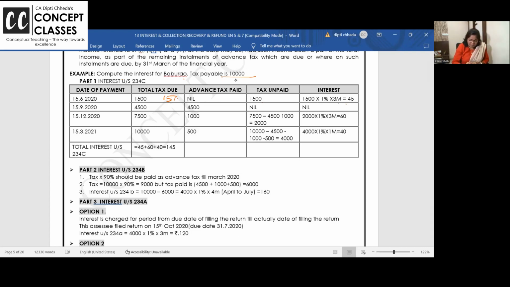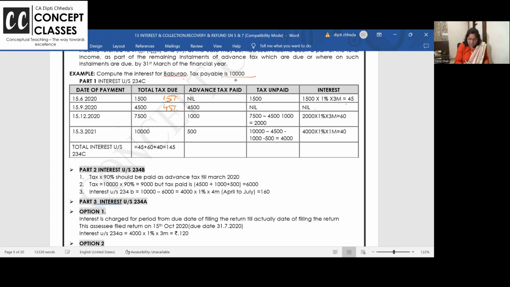Now come to September. How much tax you had to pay? 4,500. How much he paid? 4,500. Now what is the tax unpaid? Nil. Interest? Nil. Clear? Next, 15th of December.